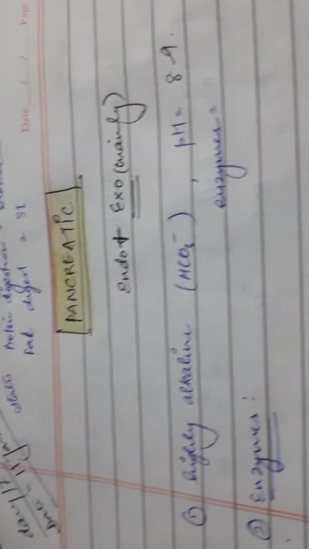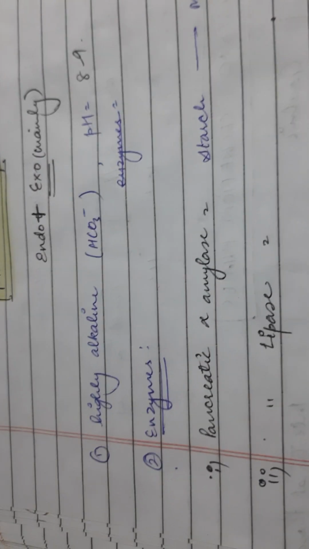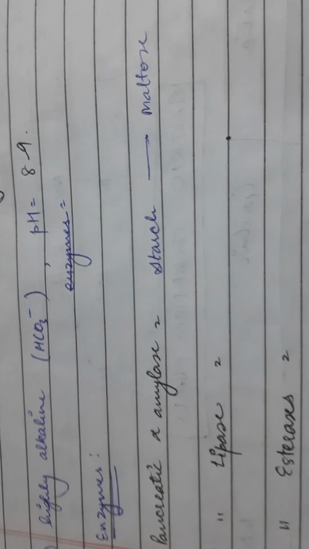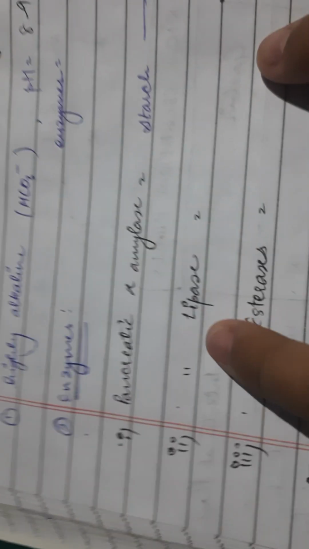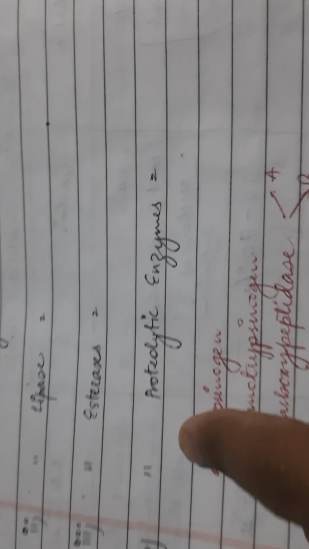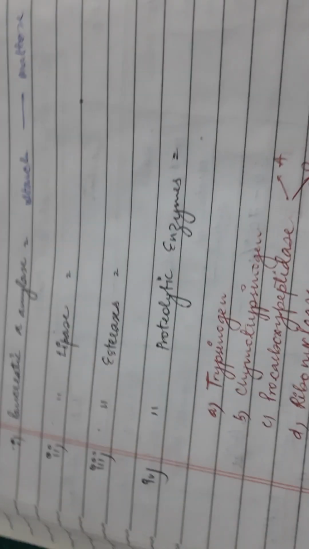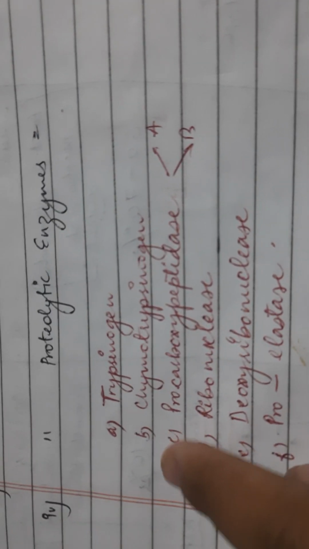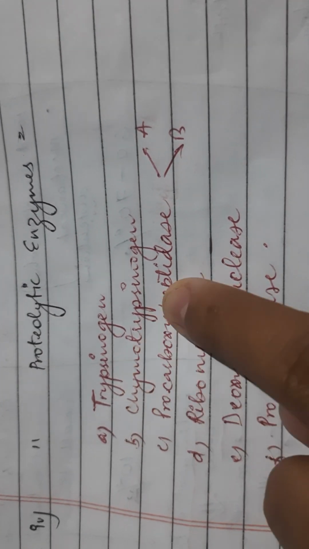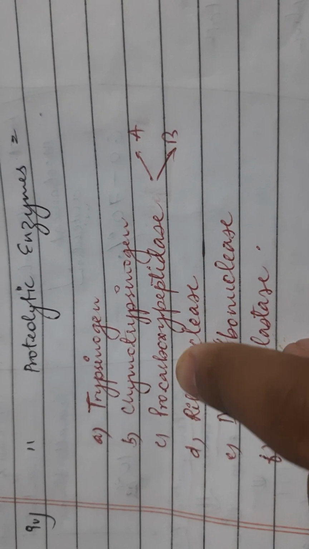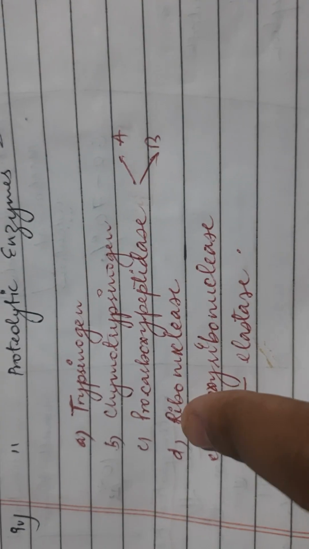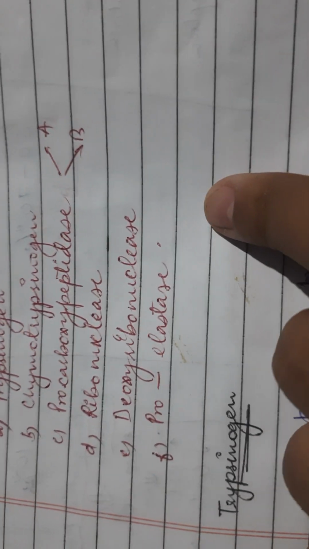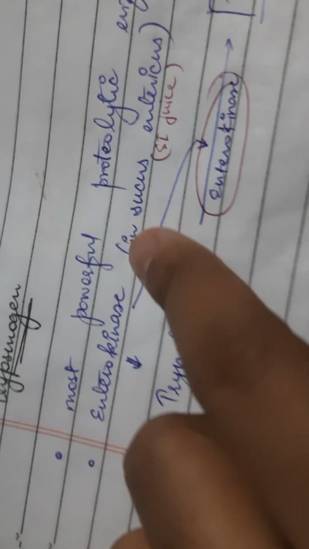Enzymes of the pancreas are: first, pancreatic alpha amylase, which converts starch to maltose. Then pancreatic lipase, then pancreatic esterase, then pancreatic proteolytic enzymes. Now trypsinogen is present, chymotrypsinogen is present, procarboxypeptidase A and B type, ribonuclease, deoxyribonuclease and proelastase are present.